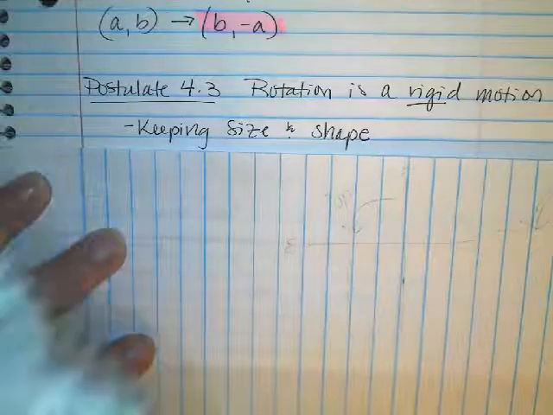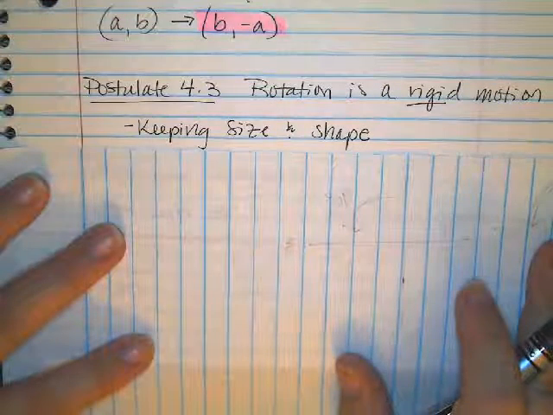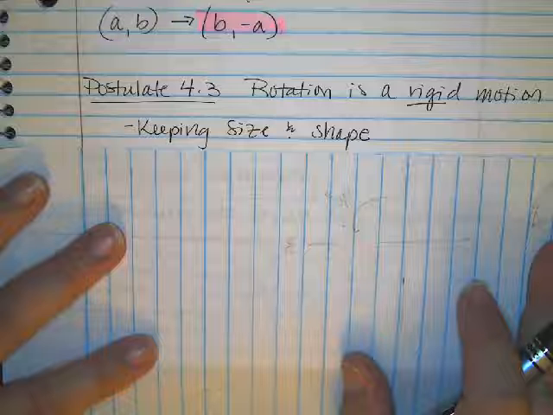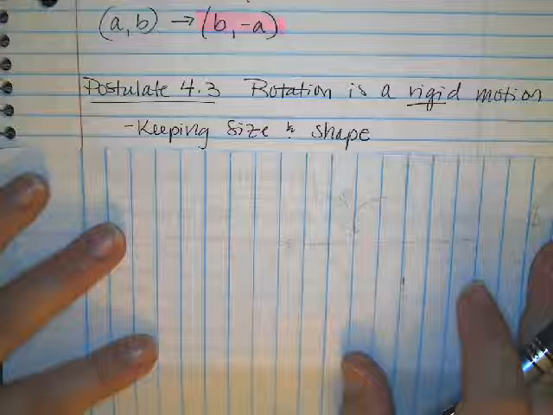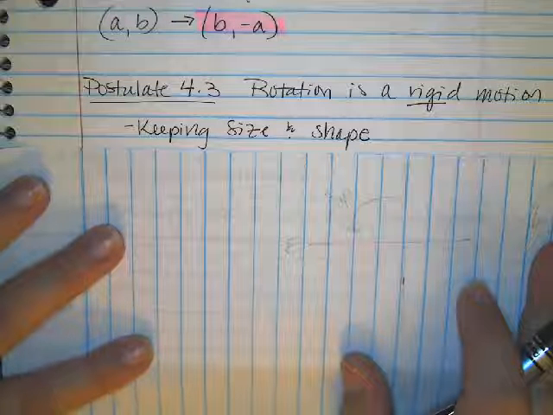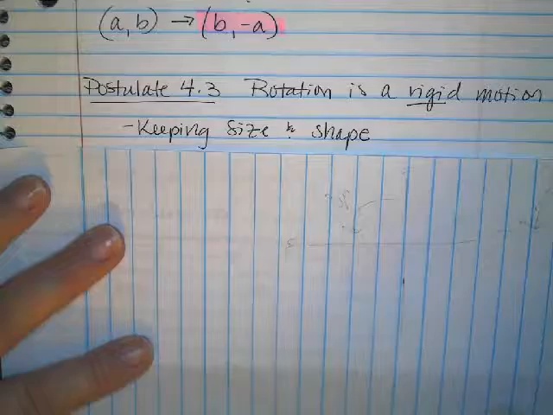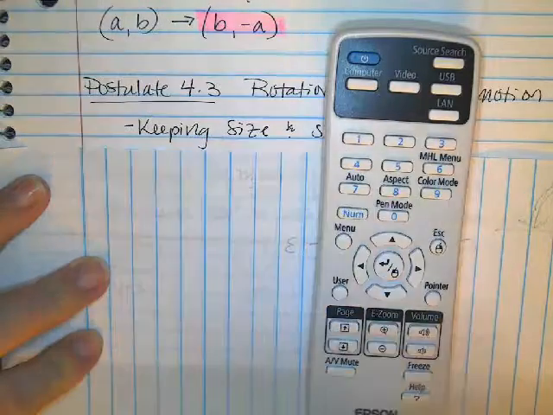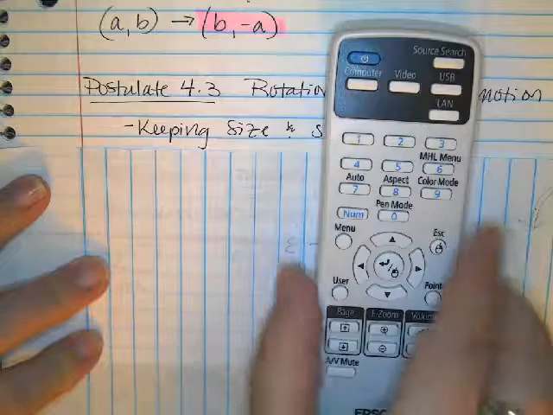The other piece we're going to take a look at today is specifically the postulate. The postulate 4.3 talks about rotation, and it talks about rotation being a rigid motion. And rigid means it's going to keep its size and shape. So just like our slide, our translation, we had a shape and we slide. That's a translation. It didn't change the shape or the object. It kept the same size.